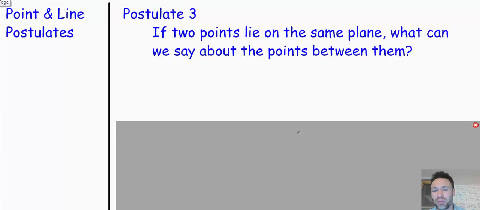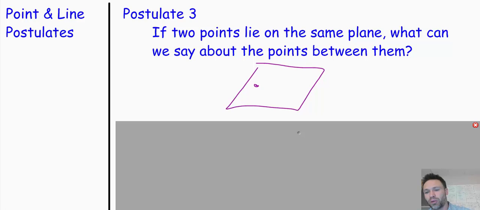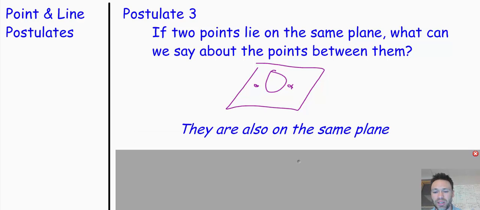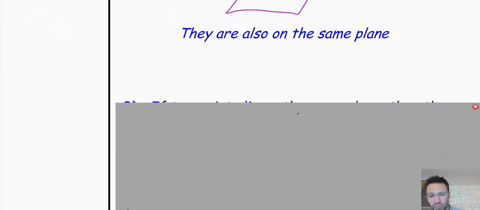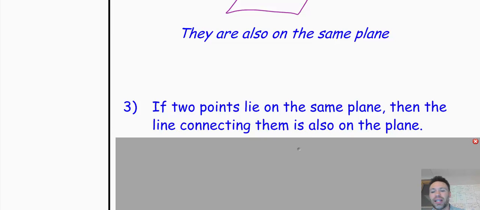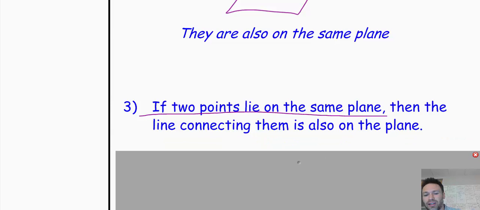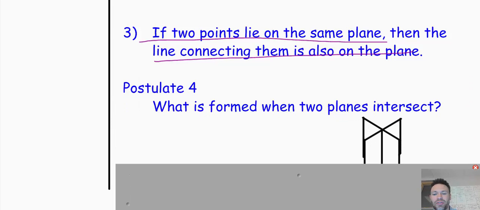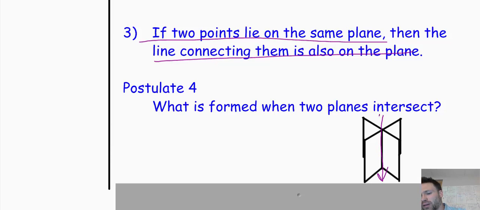All right. Next thing. Postulate 3. If 2 points lie in the same plane, so here is a plane, here are 2 points. What can we say about the points between them? So what can we say about all the points that fit in that spot? Well, they're also on the same plane. Okay? Because the line is on the same plane, they're also on the same plane. Okay? Next thing here. If 2 points lie on the same plane, then the line connecting them is also on that plane. That's kind of just what you see again. If 2 points lie on the same plane, then the line connecting them is also on that plane because all the points are also on the plane. All right? Postulate 4, what is formed when 2 planes intersect? Well, we've already talked about that. Line that runs down the middle.